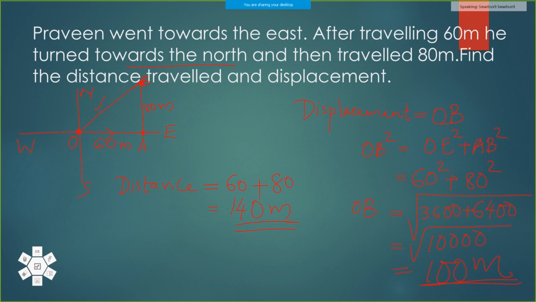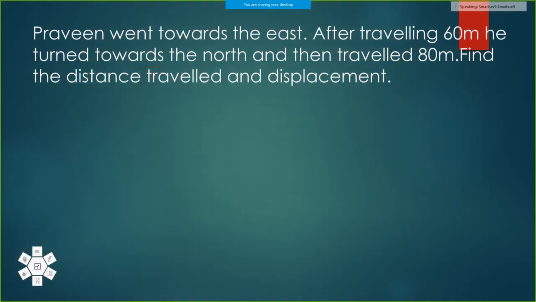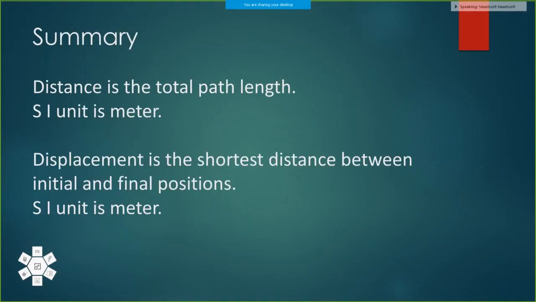So we have gone through the varieties: circular path, then direction problems, then the problems in a straight line path. We have done that. Go through those numericals, clear your doubts if any, and complete it. Now we are going to wind up: distance is the total path length, SI unit is meter, and displacement is the shortest distance, and SI unit is meter. So now we are going to wind up today's class.